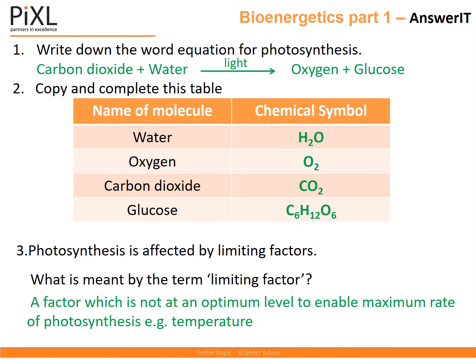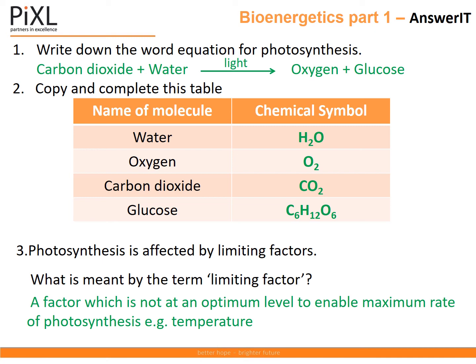So question number 1, write down the word equation for photosynthesis. It's carbon dioxide plus water makes, with light, oxygen and glucose. The chemical symbol for water is H2O. Please make sure that your numbers, by the way, are at the bottom, subscript, not at the top, so it's not H squared O. Oxygen is O2. Carbon dioxide is CO2, and glucose is C6H12O6.